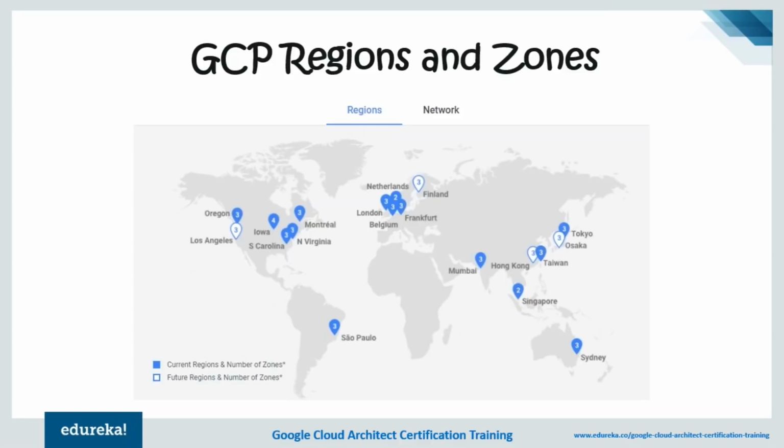Now, a zone is a deployment area for cloud platform resources within a region. So let's have a look at the various locations where the servers are located and the number of zones for those particular regions. Here you can see that there are a total of 15 regions used by Google with at least 3 zones in every region.